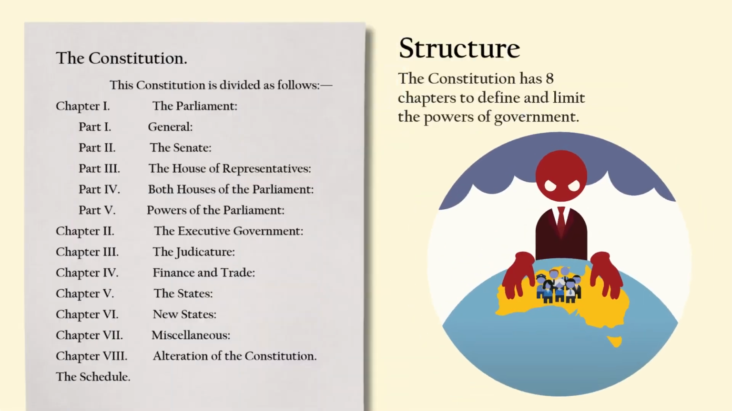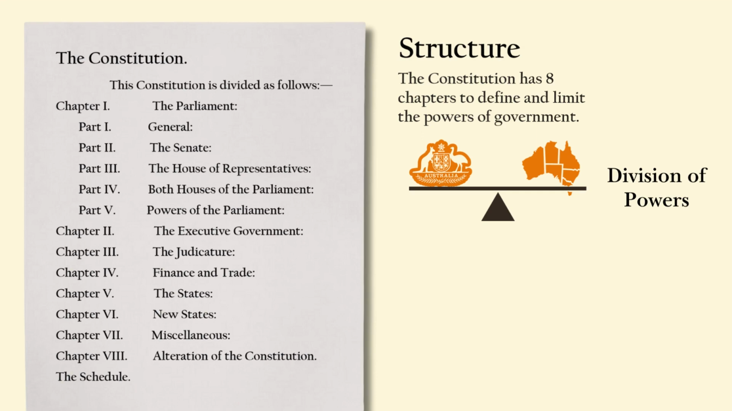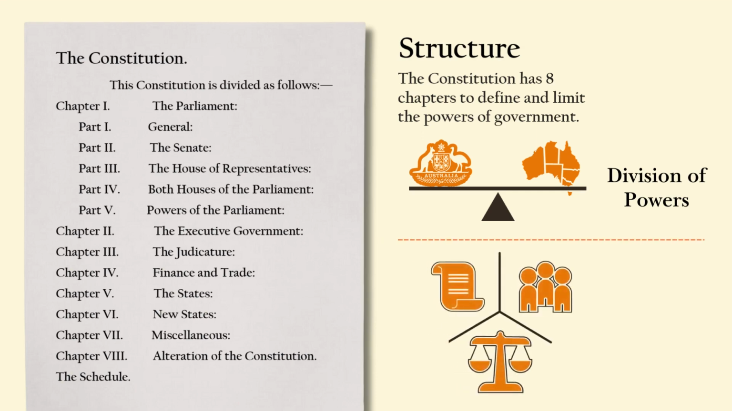Rather than one central body holding all power, the Constitution has 8 chapters to spread power between the federal government and states, called the division of powers, and between the legislature, executive, and judiciary, called the separation of powers. The division of powers ensures that all power is not held by one level of government.